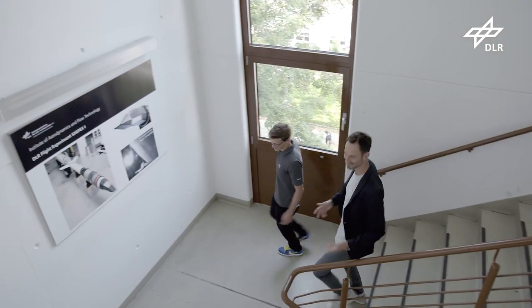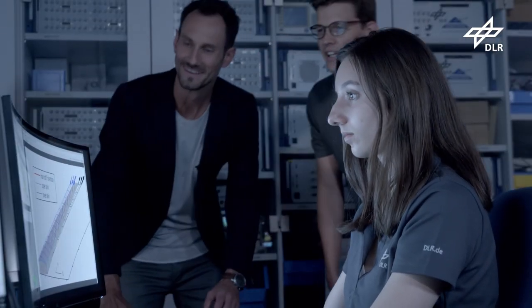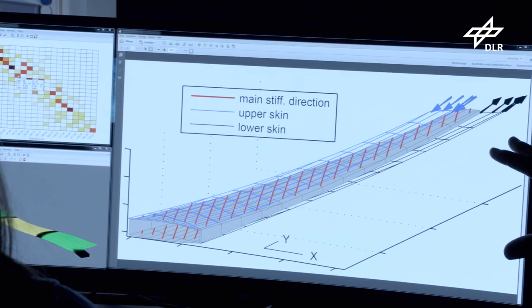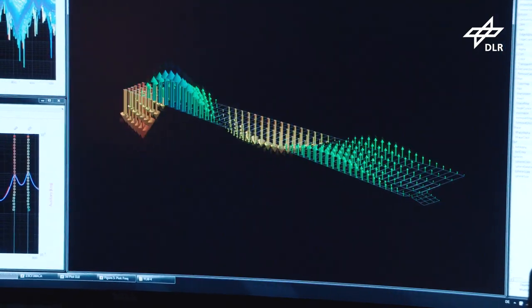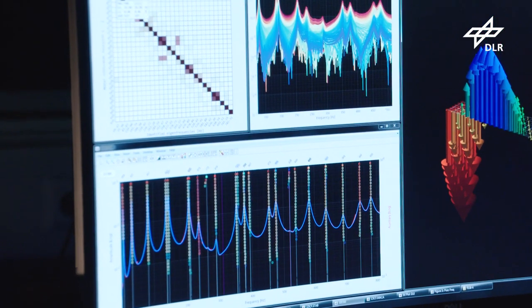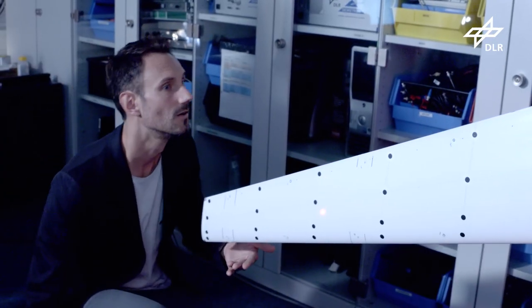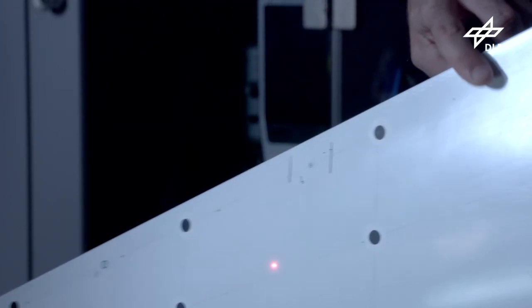Jens Nitscher has been working at the Göttingen Institute of Aeroelasticity for 12 years. Fero Andersen is following him as he sets up an experiment. What's that? Here we see the computer model, the inner load-bearing structure of a wing. The computer allows researchers to simulate the behavior of the wings. But how precise are these models? To find out, researchers make wing models oscillate in the lab. They then use a laser beam to measure how the structure reacts.